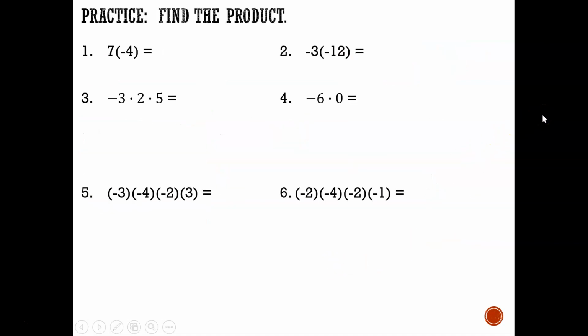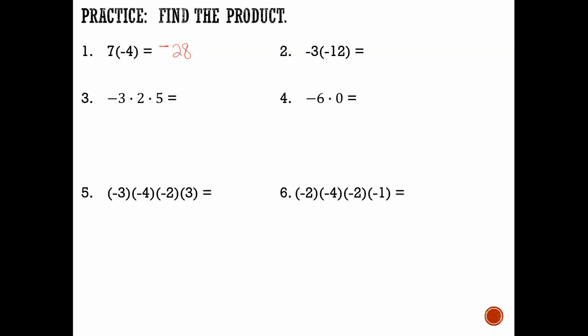Let's practice getting the correct sign for multiplication. So number 1, again, you just multiply the numbers as you've always done. So 7 times 4 is 28. If you don't know that right off the top of your head, you may want to spend some time reviewing your multiplication facts. There are a lot of places online that you can do that. If you need some help finding a good one, let me know. But it is very important that you do know your multiplication facts. Now for the sign, we've got a positive times a negative. So they have different signs. That means the answer is negative.